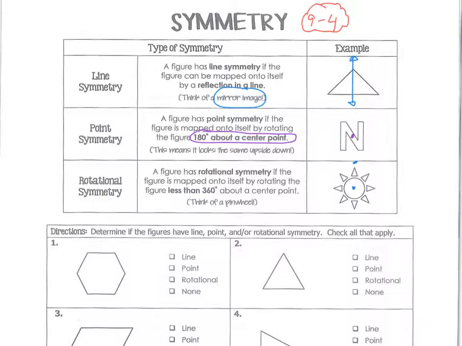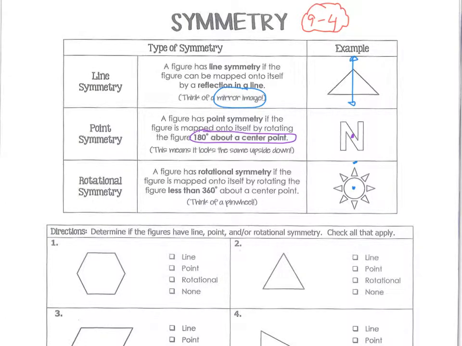If I can rotate a figure less than 360 degrees and it pops right back onto itself, it has rotational symmetry. So let's look at the N. Does something with point symmetry also have rotational symmetry? If I can rotate this figure 180 degrees and it looks like itself, doesn't it also have rotational symmetry?